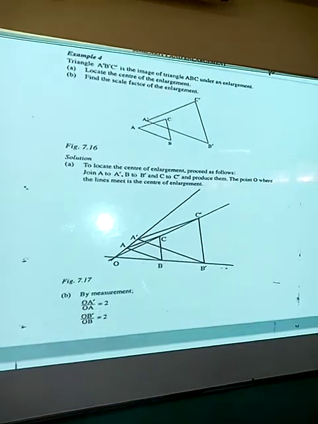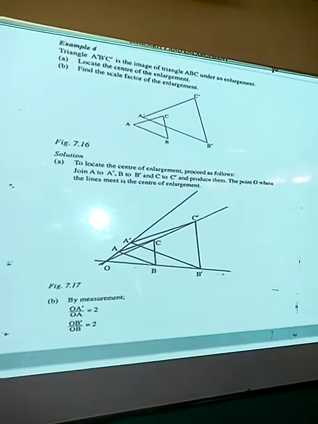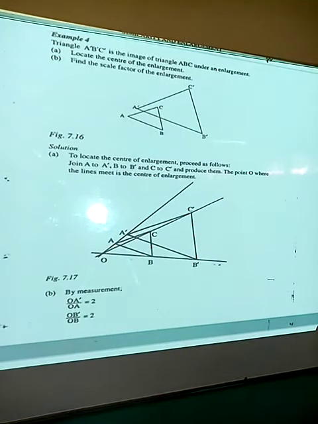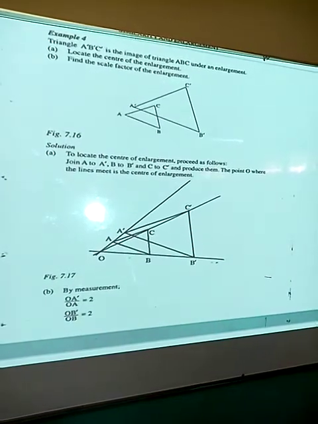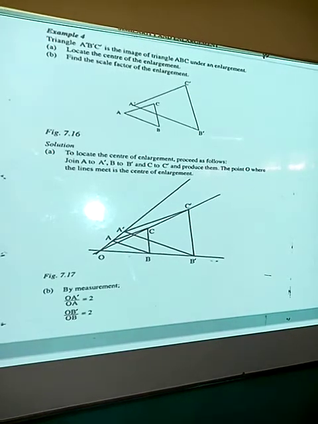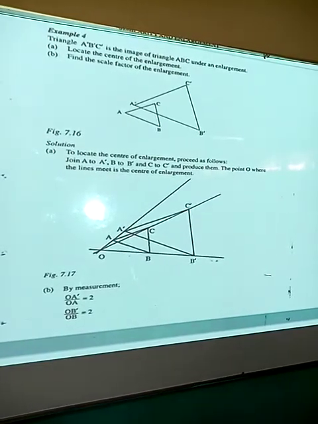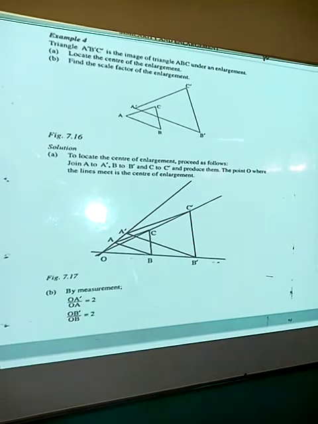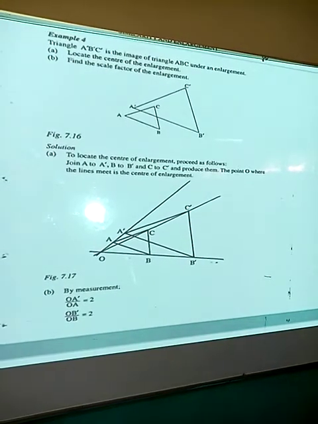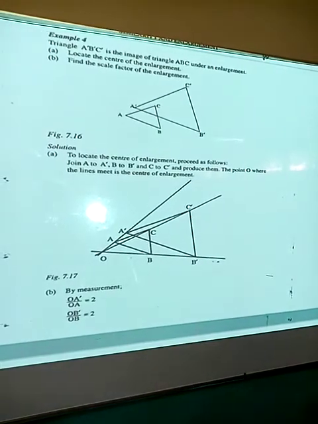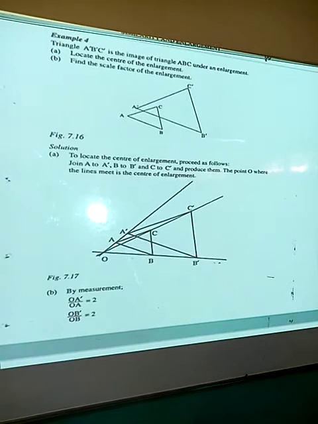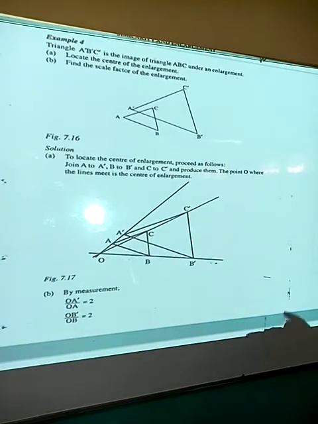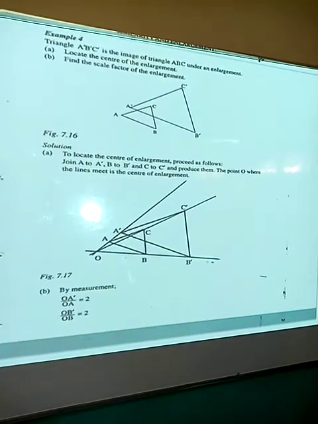When we proceed, we are going to look at the triangle below. Triangle A prime B prime C prime is the image of triangle ABC under enlargement. Locate the center of the enlargement. Find the scale factor of the enlargement. Now, solution. To locate the center of enlargement, we join A to A prime, then also join B to B prime, join C to C prime, and produce them. The point O, where the lines meet, is the center of enlargement, as shown in figure 7.17 below.